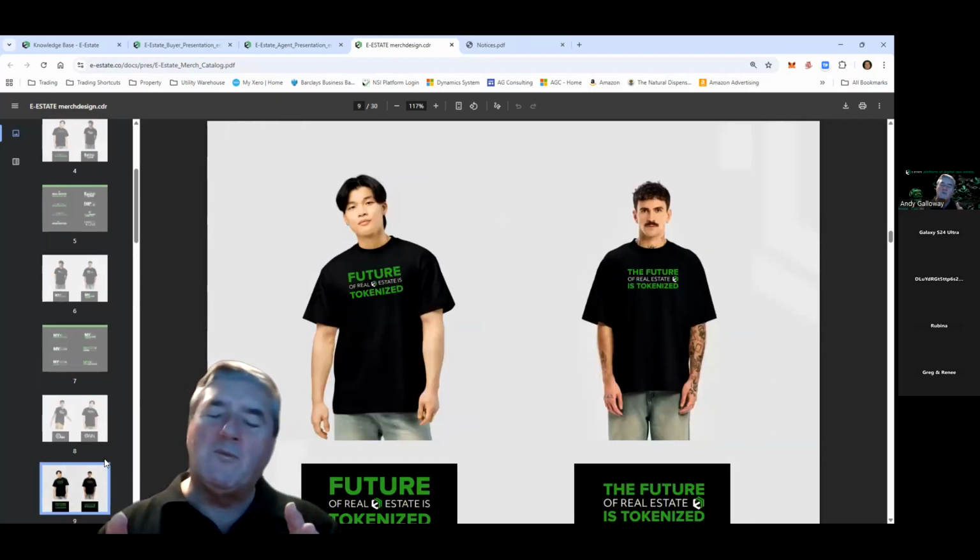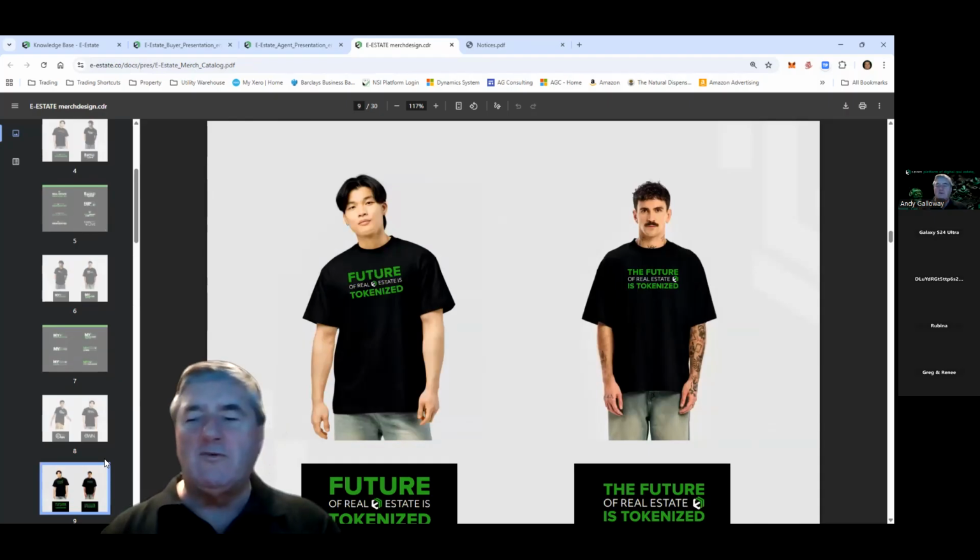The point being that if you buy some of this merch and you use it, then people will talk to you, and then you just need to have a response. So what's this about? And I say to people, what do you know about tokenized real estate? And most people say nothing. I say, okay, that's what I'm doing. I'm doing tokenized real estate.